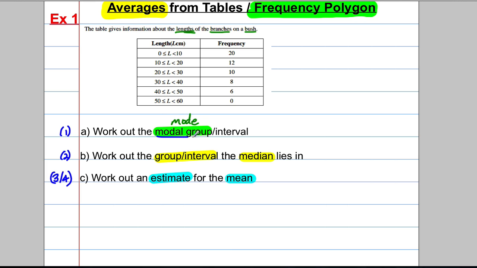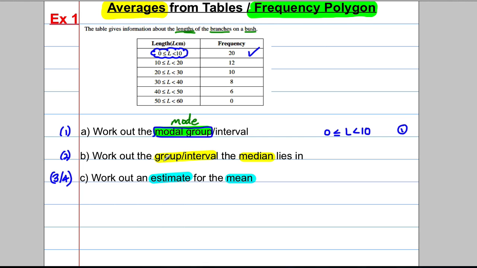Firstly, the modal group or the mode. Now this is nice and easy. It's the group that comes up the most. Which of these comes up the most? Well, 20 is the most times something comes up. So this here must be the modal group, the group that comes up the most. So 0 less than or equal to L less than 10. You can just state it like that. 1 easy mark.